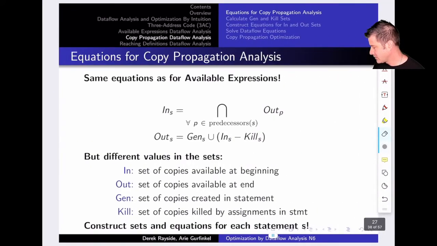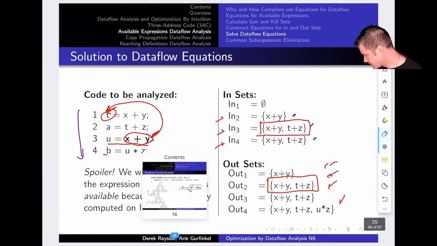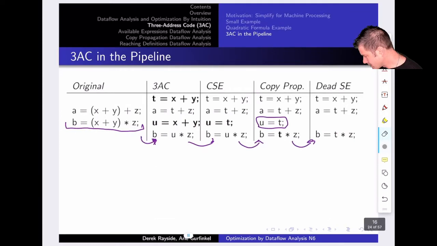So next, we're going to do copy propagation. And what we need for copy propagation is we need to know where to propagate all the copies, right? So the problem was, maybe we should go back to this just to remind us where we are.